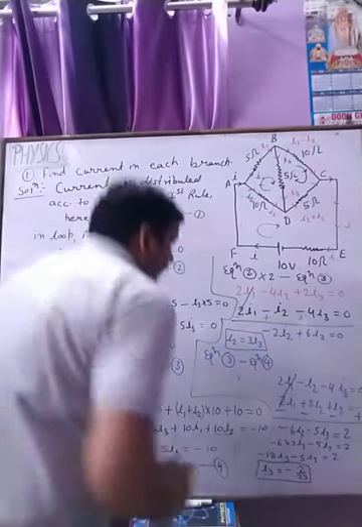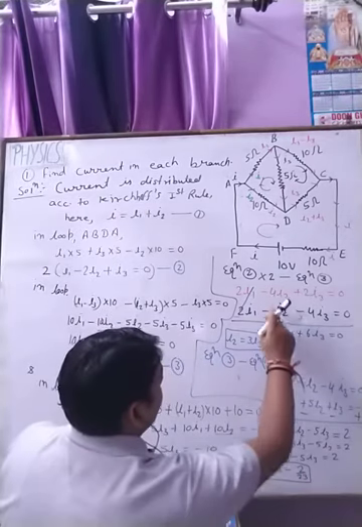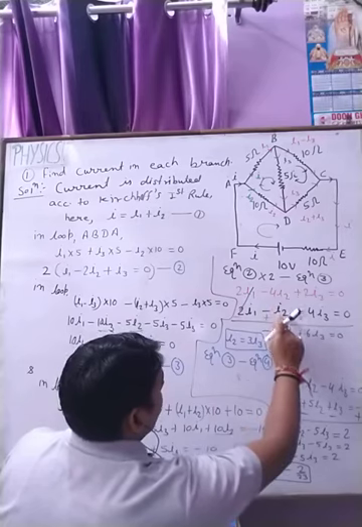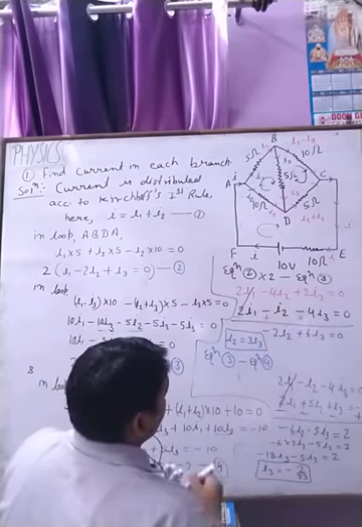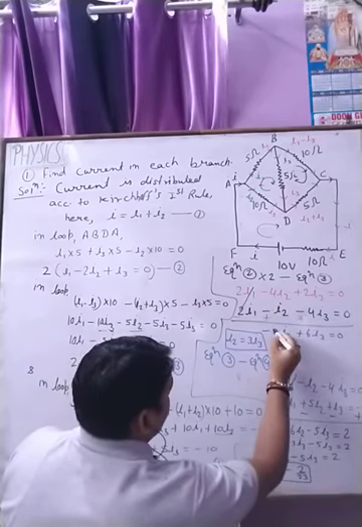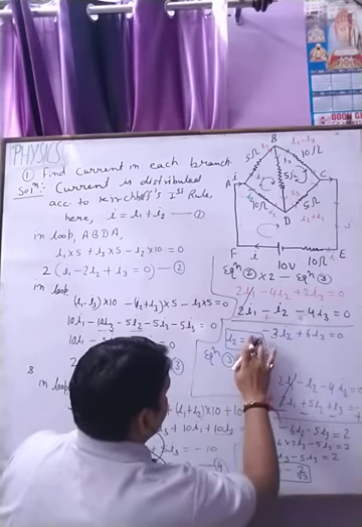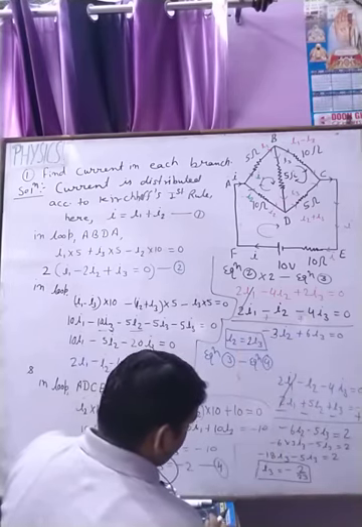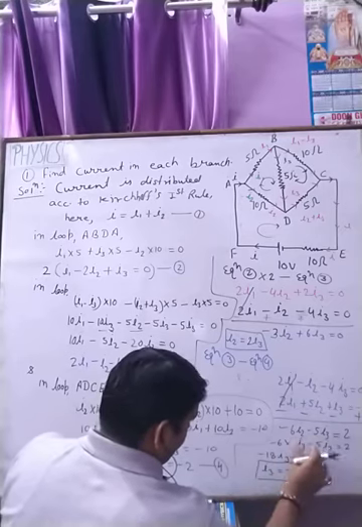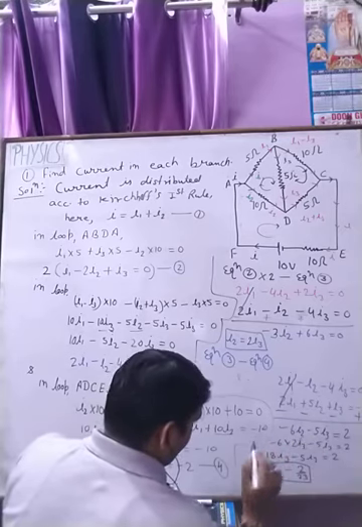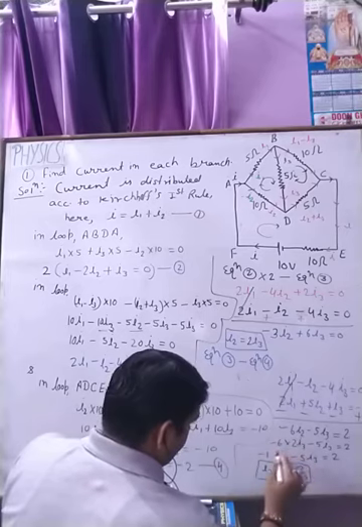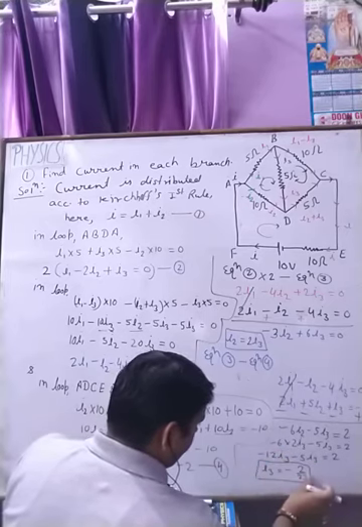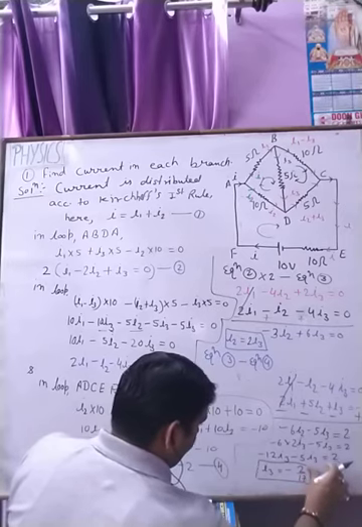Okay, here students, when we subtract 4I2 from I2, we get 3. So this will become 2. So on substituting the value here, this will become 12. So this is 17.